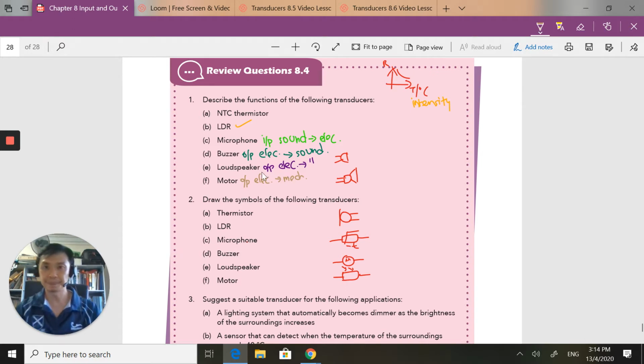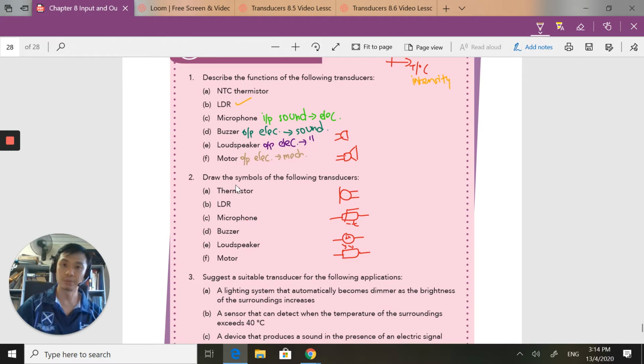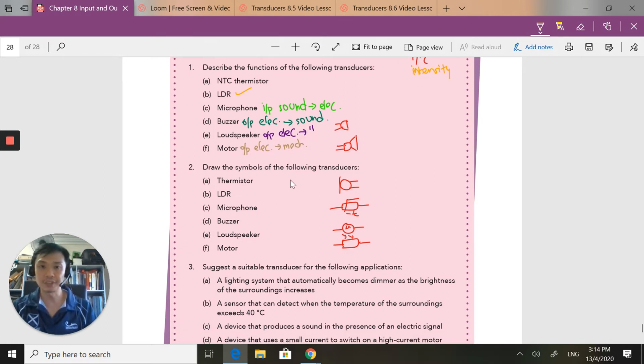Let's go to question 2. Draw the symbols for the following. I've pre-drawn some of them, so let's mix and match them. Thermistor: they didn't say whether it is an NTC or a PTC thermistor. I'm just going to assume that it's an NTC, so I'll draw a negative T there. So this is how you draw it.